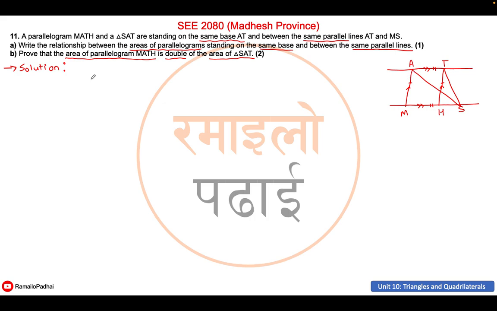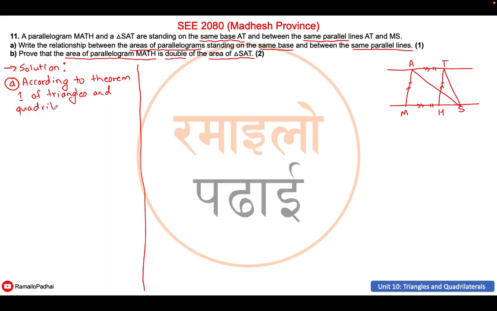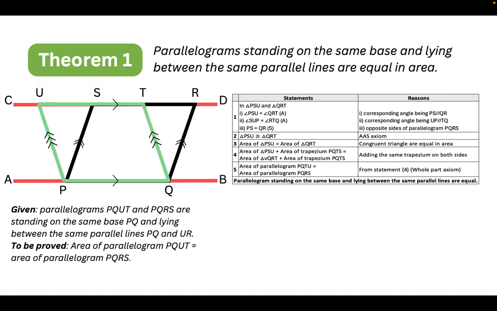So this is what the question says and what the figure means. Now moving on to A, write the relationship between areas of parallelograms standing on same base and between same parallel lines. According to theorem 1 of triangles and quadrilaterals, you know theorem 1, right? So this is theorem 1.